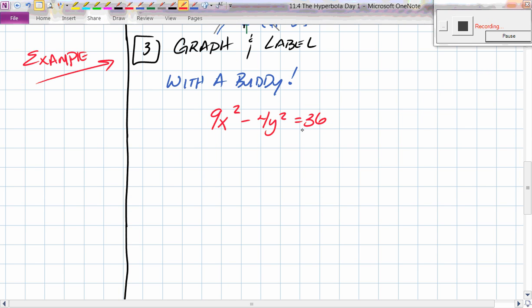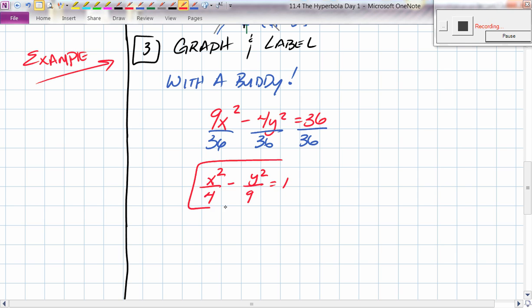So we're going to divide by 36 first, right? Is that what you guys did? Sweet. So I get x squared over 4 minus y squared over 9 equals 1. All right, is it up, down, or left, right? Yeah, this is the left, right? Just because the 4 is positive underneath the x, so that's my transverse axis.